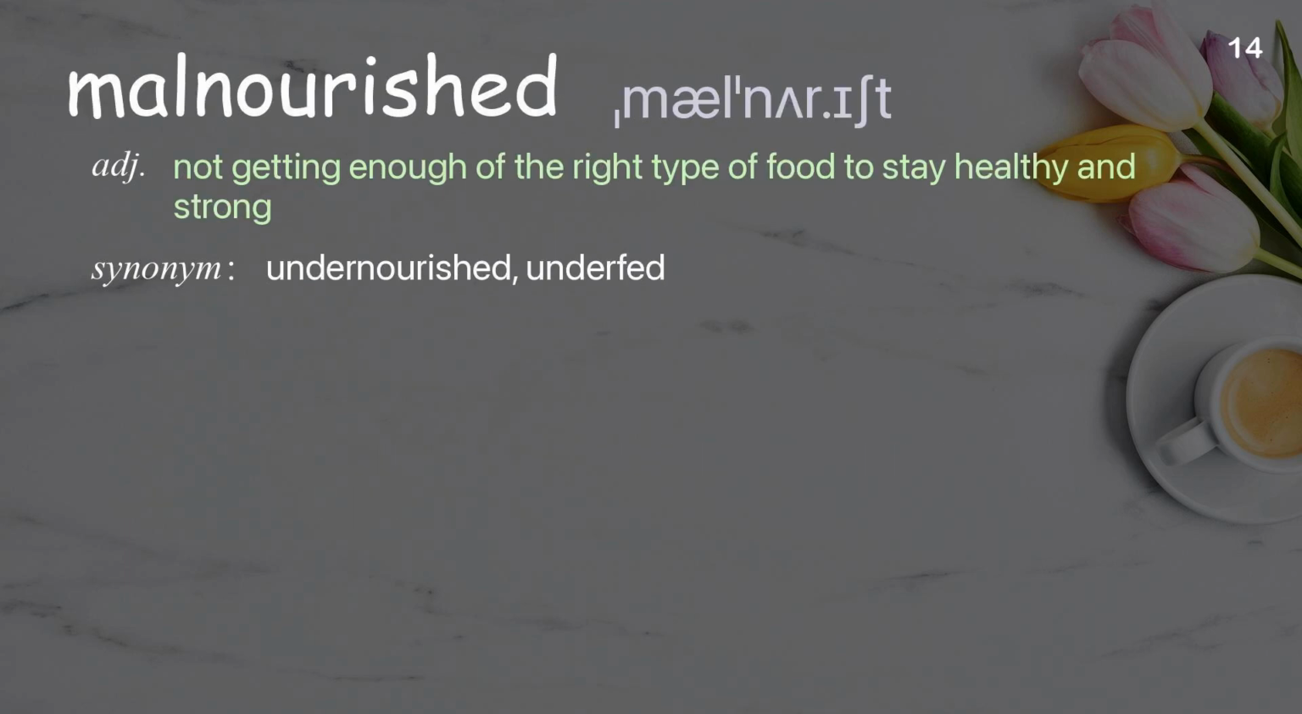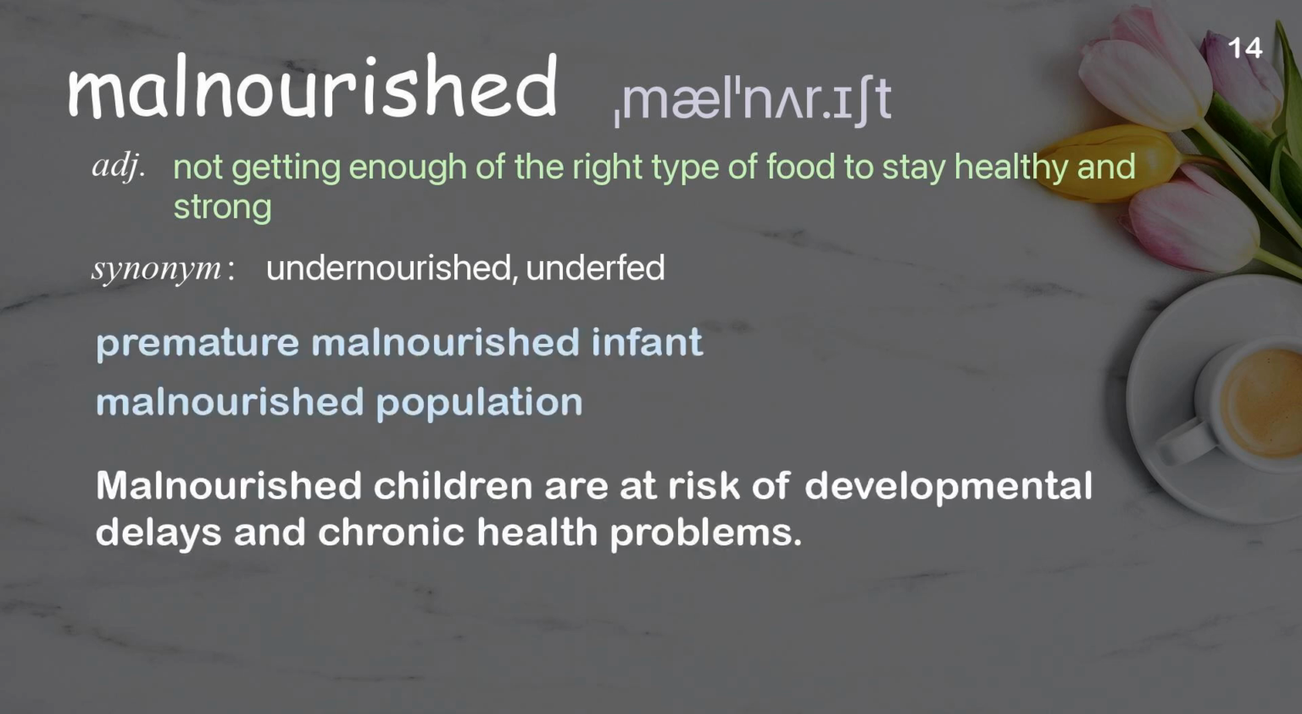Malnourished. Not getting enough of the right type of food to stay healthy and strong. Examples: Premature malnourished infant, malnourished population. Malnourished children are at risk of developmental delays and chronic health problems.